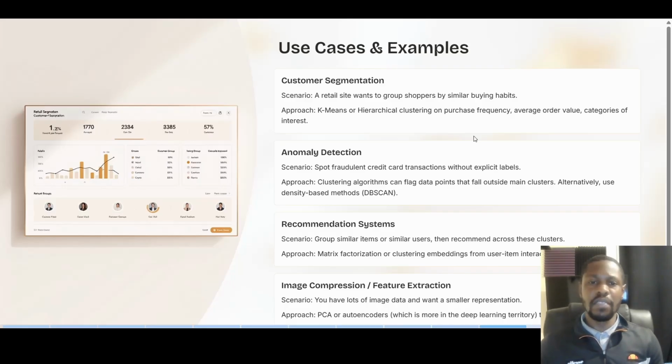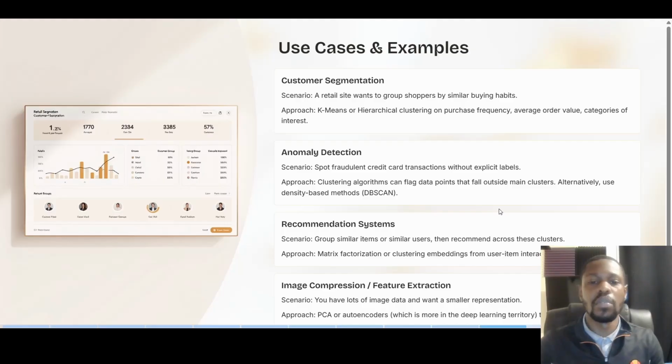Say for example, we have an anomaly detection case where the scenario is that we want to spot fraudulent credit card transactions without explicit labels. So of course, one approach is clustering algorithms can flag data points that fall outside main clusters. Alternatively, you can use density-based methods. As a density-based method, it is very good and perfect for identifying anomalies and outliers.